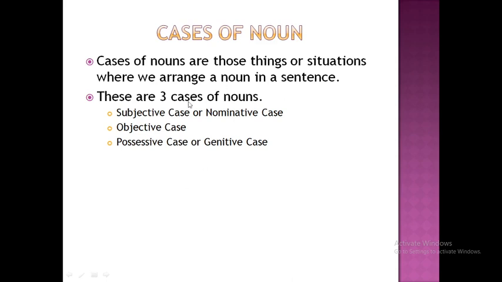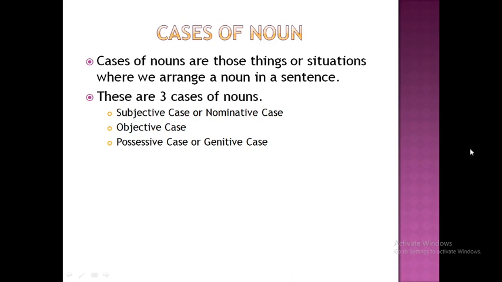And we have three noun cases. First one is subjective case, or we call it nominative case as well. Second one is objective case, and the third one is possessive or genitive case. Now, before going through the detailed understanding of these three, I would love to highlight first, to create the base of all these different kinds of cases.